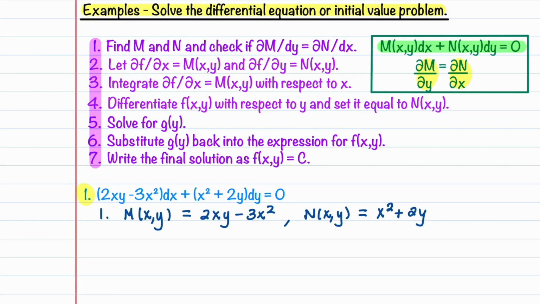Now let's see if this equation is an exact differential equation. We're going to take the partial of M with respect to y. That is going to be 2x. And then over here on the right, we're going to take the partial of N with respect to x, and that is 2x. Notice that these two quantities are equal, so that tells us that we have an exact differential equation, and we can go ahead and go on to step 2.